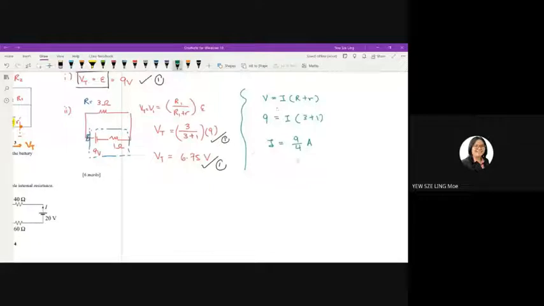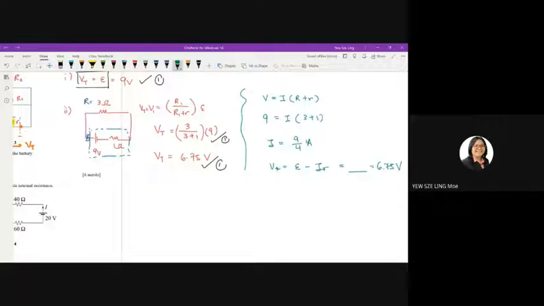So once you have I, then you can use the terminal voltage equation to solve it. Vt equals EMF minus Ir. Then you substitute the values into the equation. Eventually, you are going to get the same answer, which is 6.75 volt. So both methods are correct.